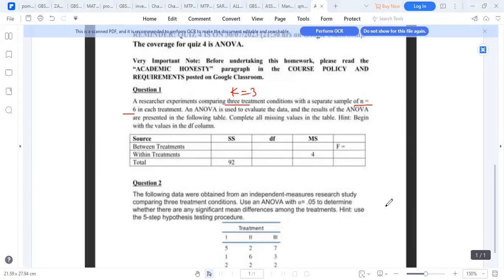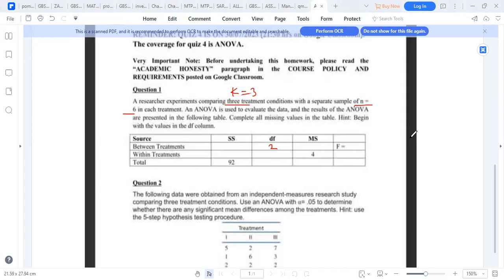Anyone? We're told that there are 3 treatments. So what are we putting here if K is 3? It's K minus 1, which is 3 minus 1, to get 2. Correct.